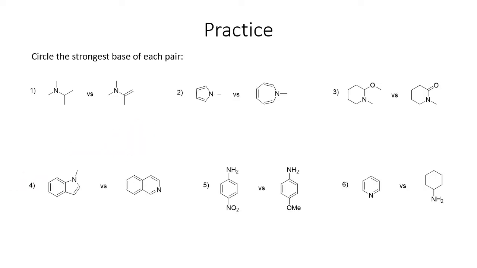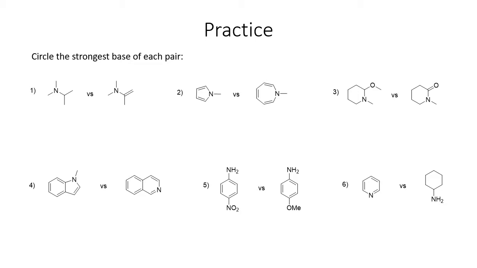Now let's do a series of practice problems where we're going to circle the strongest base of each pair. Now all of these structures are drawn in bond line structures, so I did not show the lone pairs on each of the nitrogen atoms. So I suggest that you draw the lone pairs and then evaluate them and choose the strongest base. Now I invite you to pause the video, attempt these problems on your own, and then restart the video to check your answers.